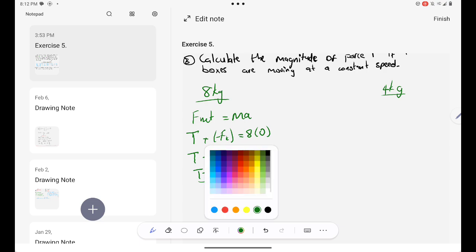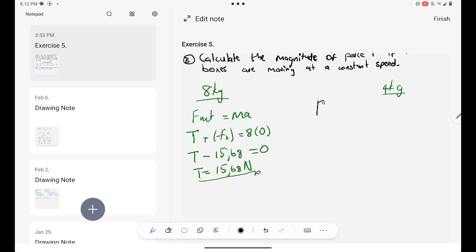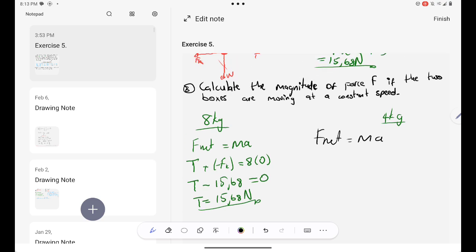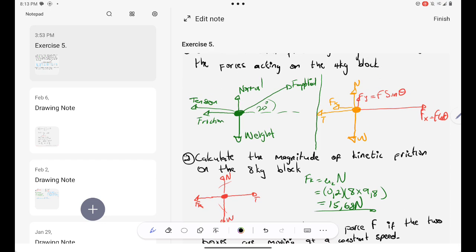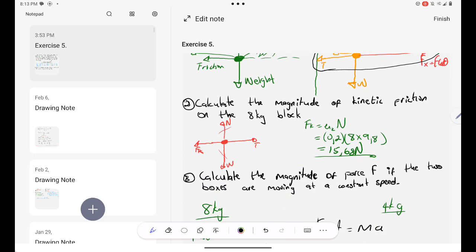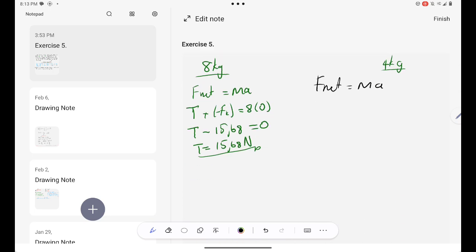Okay. For the 4 kg block, I know that F net is also equal to MA, right? How many horizontal forces are there on the 4 kg block? I have 3 forces: the horizontal component, kinetic friction, and the tension. Are you together? So it will be horizontal component plus the negative tension and the negative friction is equal to 4 multiplied by 0.